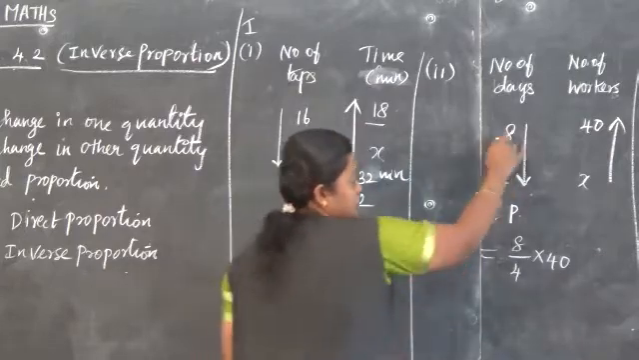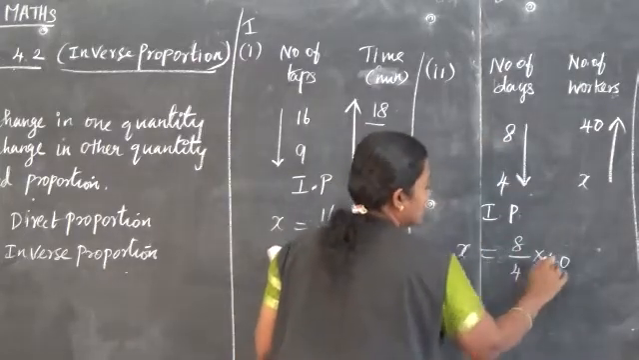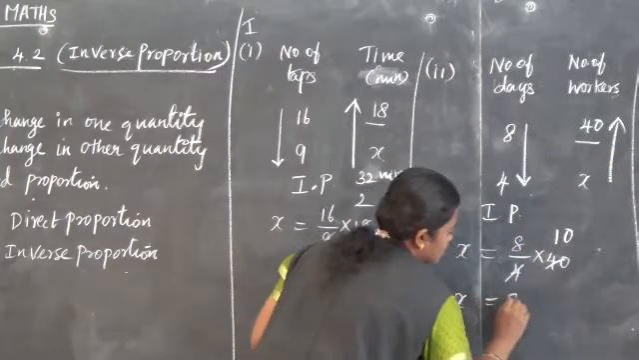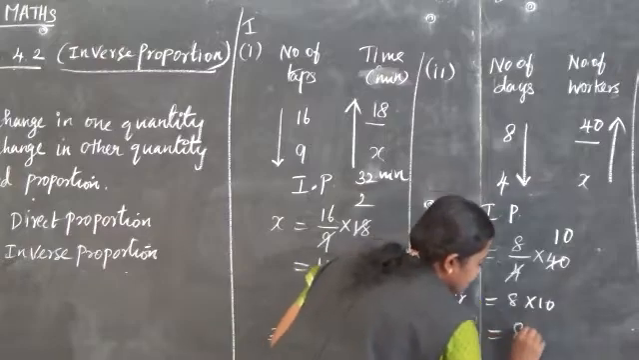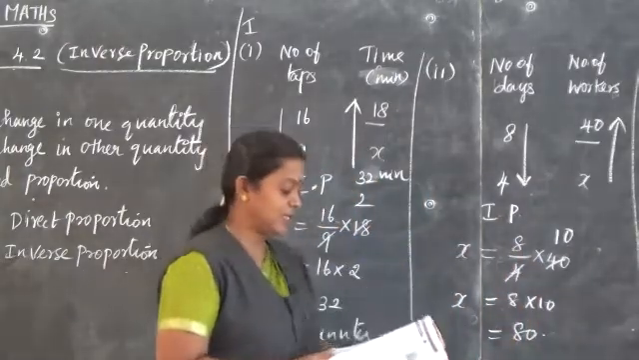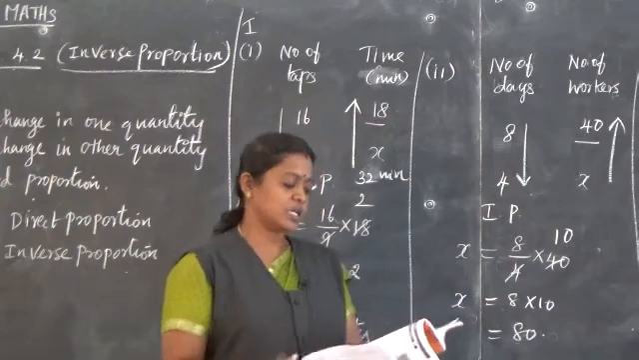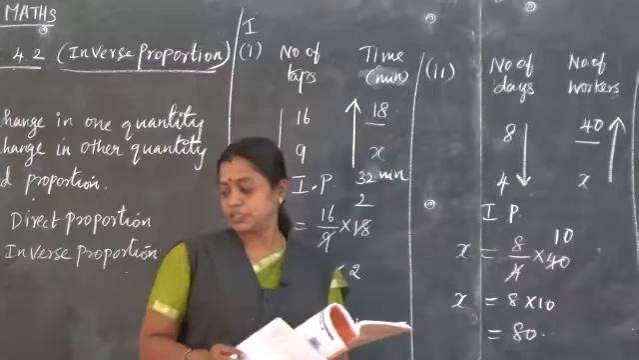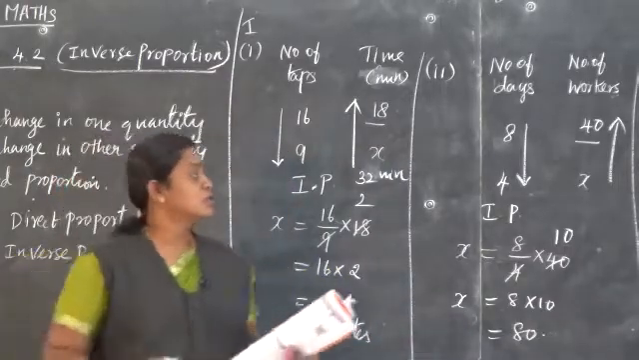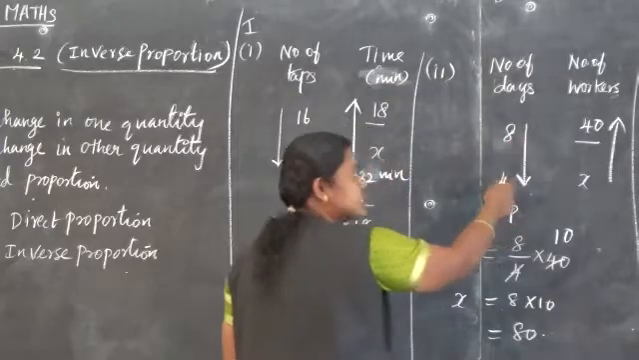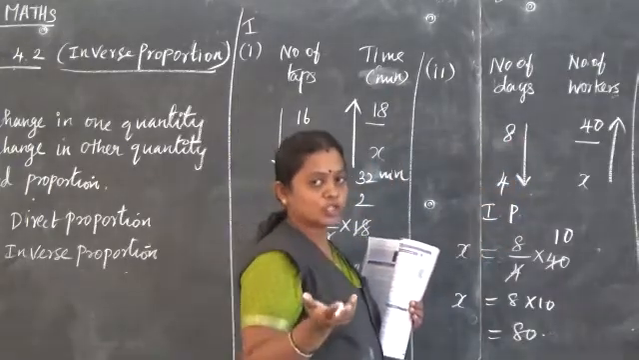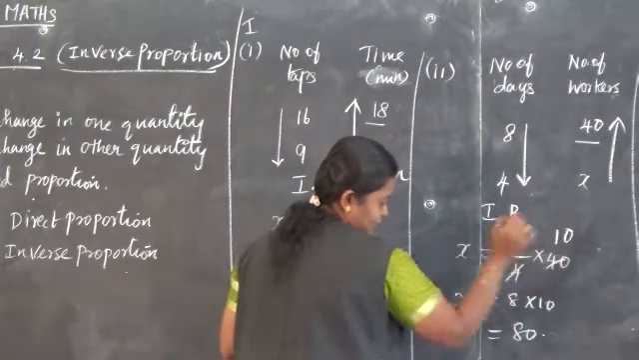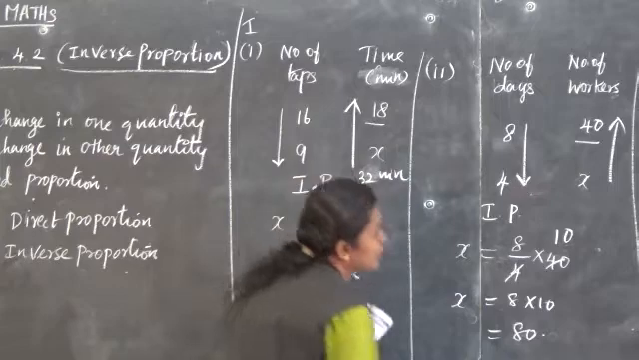Already I told you, you should write in the proper order. So 8 by 4 into 40. If you are cancelling here, 10. So x equals 8 into 10. We need 80 workers. Once again I am explaining. If 40 workers can do a project work in 8 days, then how many workers do we need to do it in 4 days? Here the number of days is decreasing, so we need more workers to do the job. So 8 by 4 into 40. Cancelling, 10 times, so 8 into 10, 80 workers.